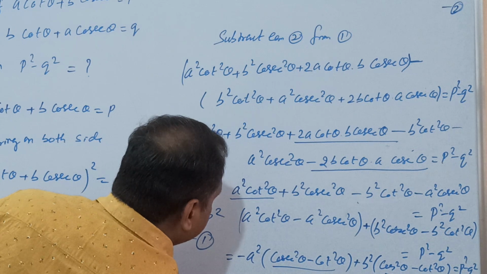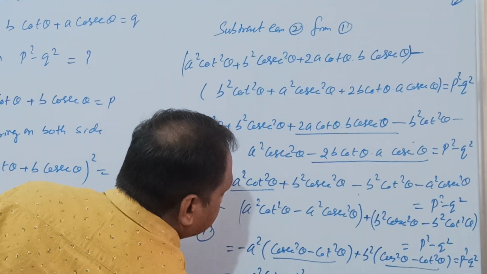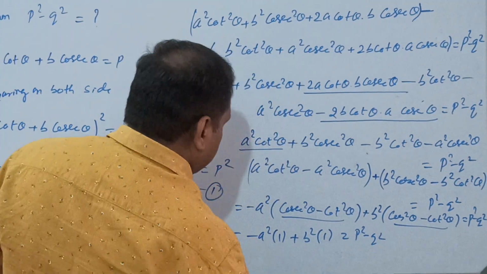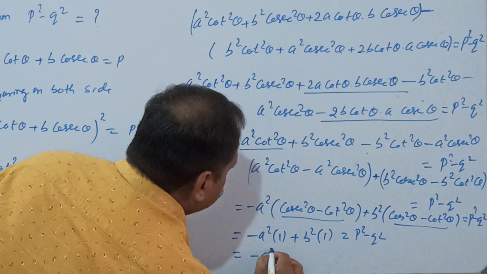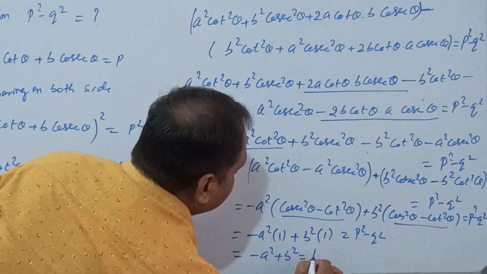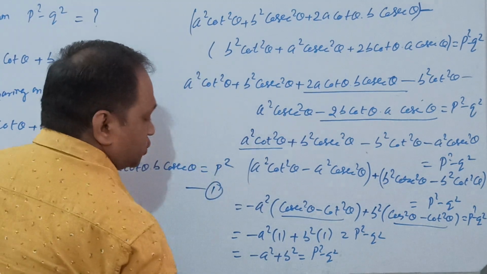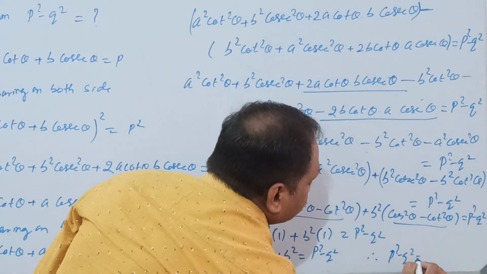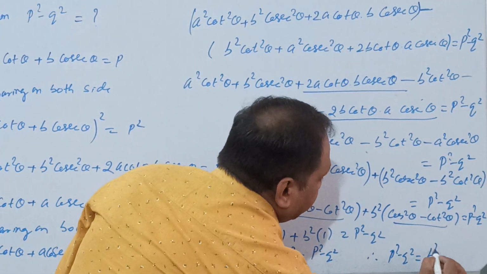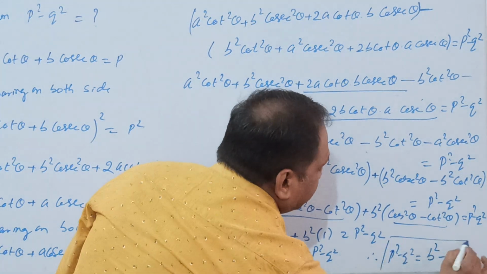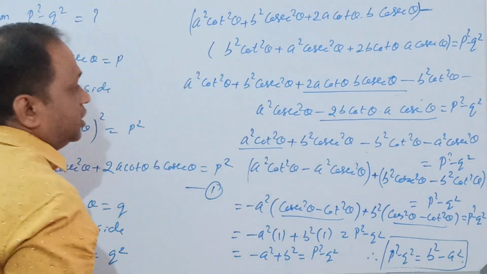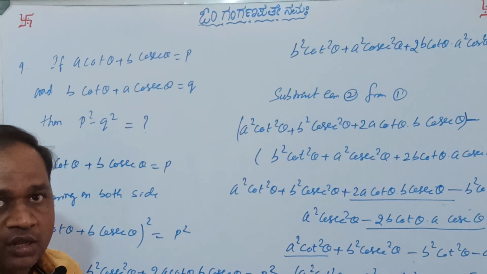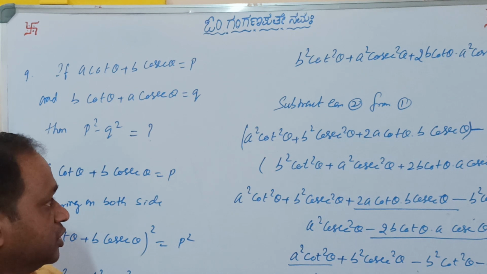So this becomes a square of 1, plus this becomes b square of 1, is equal to the RHS, p square minus q square. So here I will write this one as a square plus b square is equal to p square minus q square. So lastly we can write this one as p square minus q square is equal to b square minus a square. This is the required result actually. I hope this will be understood. I think all of you understood this one.